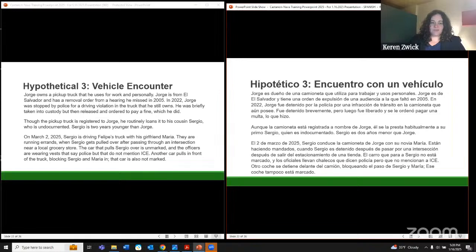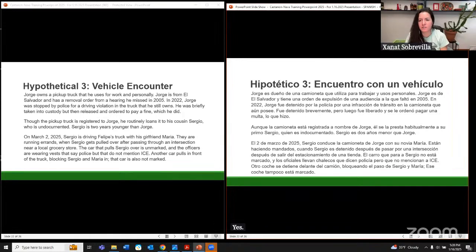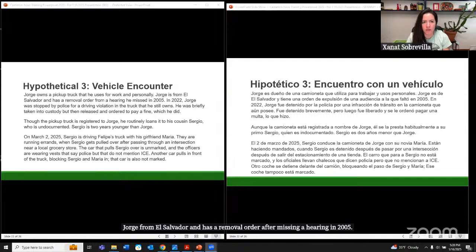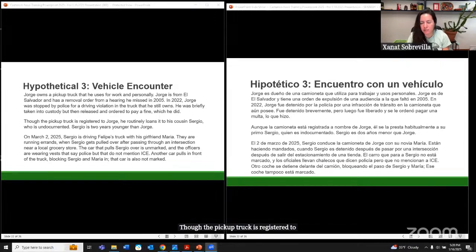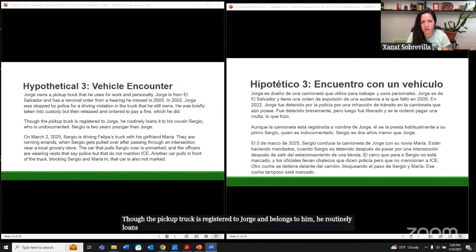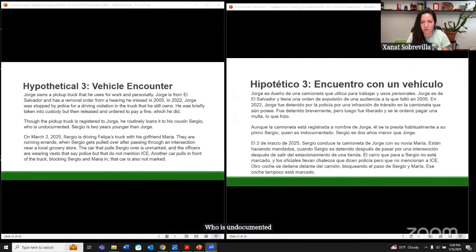Great. Last one. The last one is with a vehicle. So Jorge owns a pickup truck that he uses for work and personally. Jorge is from El Salvador and has a removal order after missing a hearing in 2005. In 2022, Jorge was stopped by police for a driving violation in the truck that he still owns. He was briefly taken into custody, but then released and ordered to pay a fine, which he did. Though the pickup truck is registered to Jorge and belongs to him, he routinely loans it to his cousin Sergio, who is undocumented. Sergio is 2 years younger than Jorge.